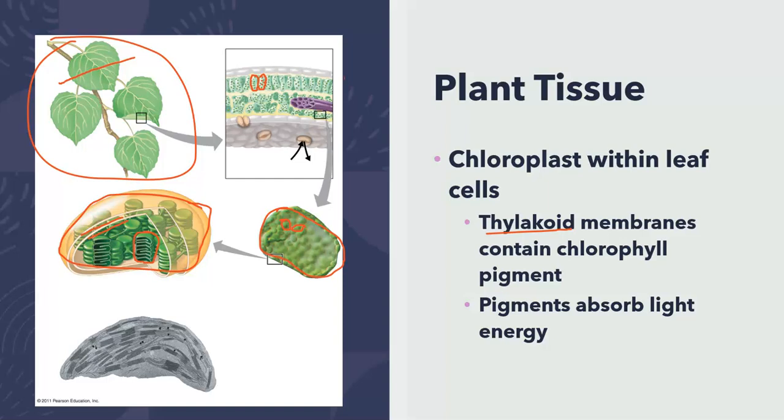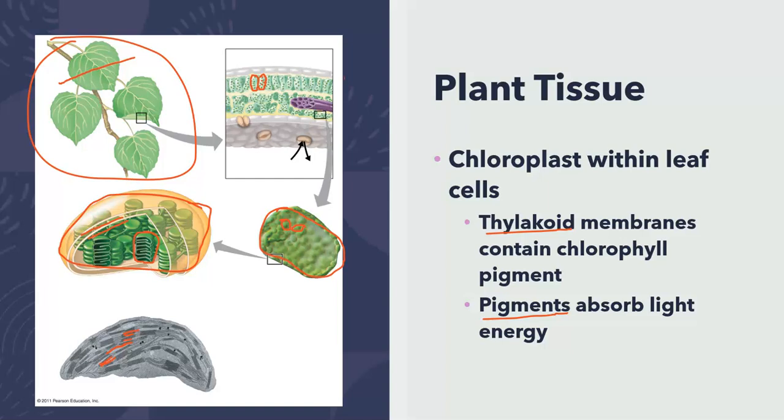Down here is an electron micrograph image of a chloroplast. And once again, all these dark areas are stacks of thylakoids, one on top of another. And then you see little individual thylakoids connecting those stacks together. So that's an actual image of what a chloroplast looks like. These thylakoid membranes are important to know because this is where the pigments reside.